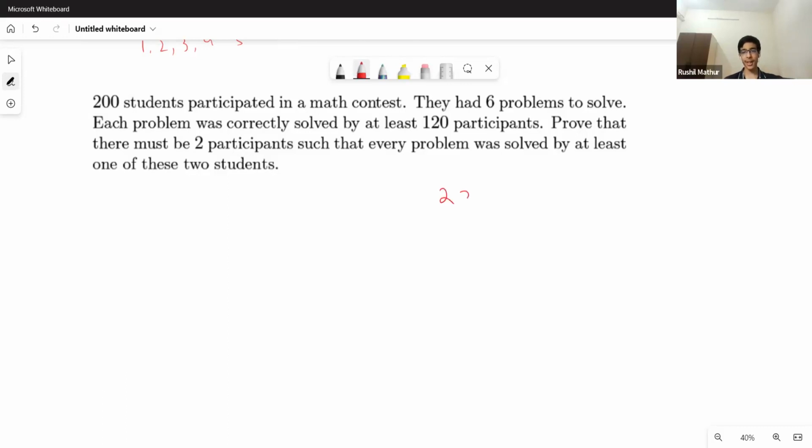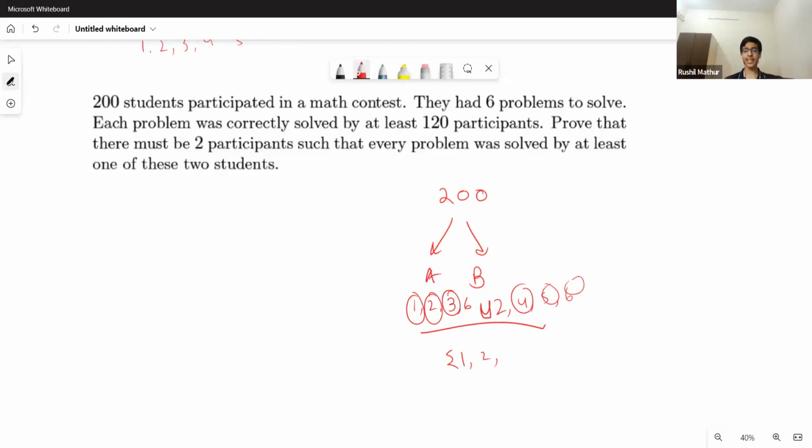So basically, they're saying out of your 200 people, you can choose two of them, A and B, such that if you take the problem solved by A, let's say A solved 1, 2, 3, 6, and B solved 2, 4, 5, 6, something like this, and you take their union, then you'll get everything, so all problems. So basically every problem should have been solved by at least one of them. So one is solved by this guy, two also, three also, four, five, six. So at least one of them has solved each of the questions.